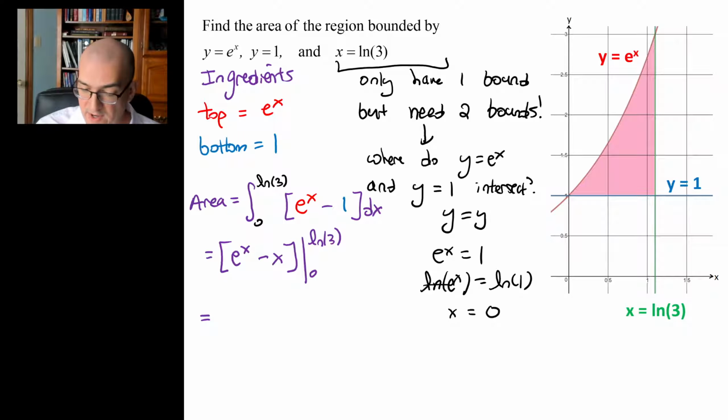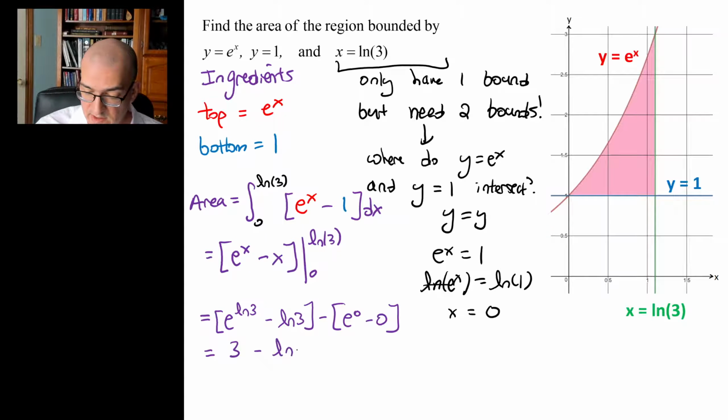So I plug in the top bound, e to the ln 3 minus ln 3. Plug in the bottom bound, e to the 0 minus 0. And then simplify. E to the ln 3 cancels using cancellation law. We get 3 minus ln 3 minus 1. So our final answer is 2 minus the ln of 3.